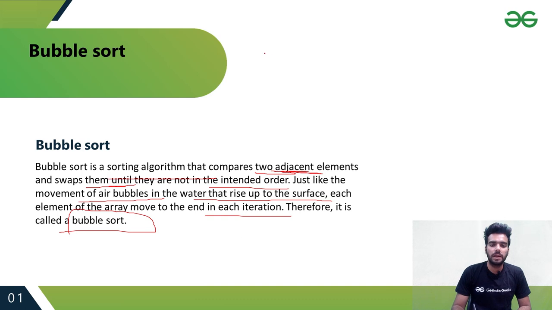So like bubbles, take an example: 9, 6, 2, 4, 1. It will start with this element and check with the adjacent element. Is 9 less than 6? No. So it will swap these two values: 6, 9. Now 9 will compare with this. Is it less than? No. It will again swap this value.